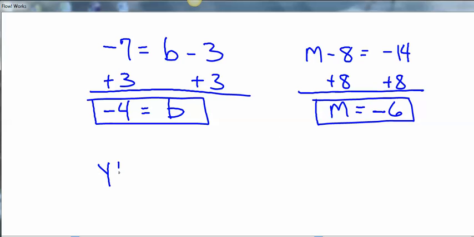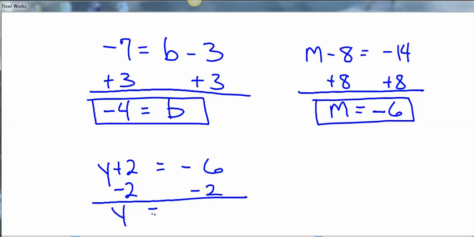How about y plus 2 equals negative 6? What are they doing to the variable, Dan? What's the opposite of adding 2, Emily? So we're going to subtract 2 from each side of the equal sign. And y equals negative 8.